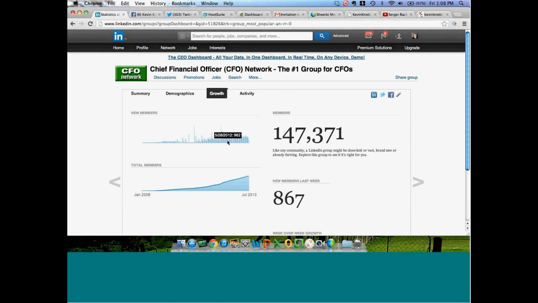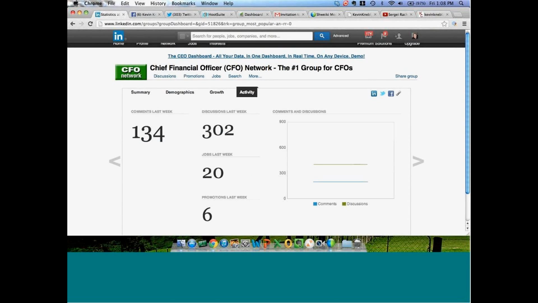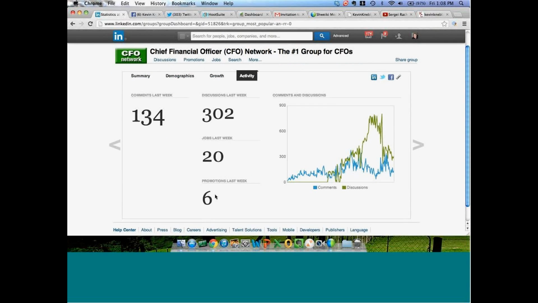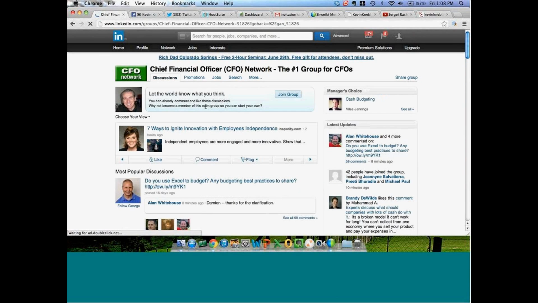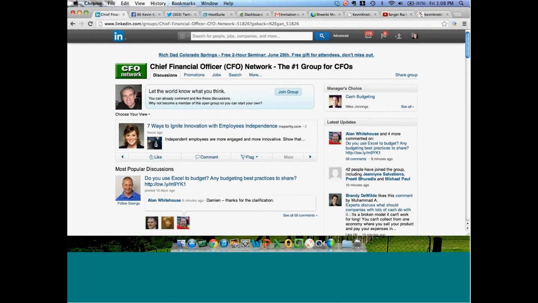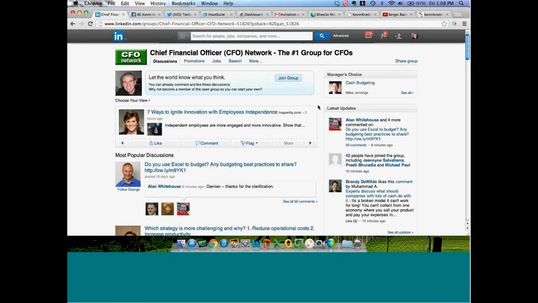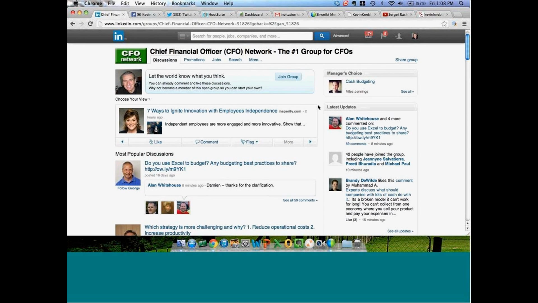And for the people that are analytical, anal retentive types with tape on their glasses and pocket protectors, you can have a field day with all this kind of data down here. And then you can also look, like we said, 20 jobs were posted last week, 6 promotions, 302 discussion threads. So if you're looking for a group of CFOs and the kind of people that are in that general category, this looks like a really good place. So we'll look at some of the discussion threads, which show us any of the discussions that are going on in this group.